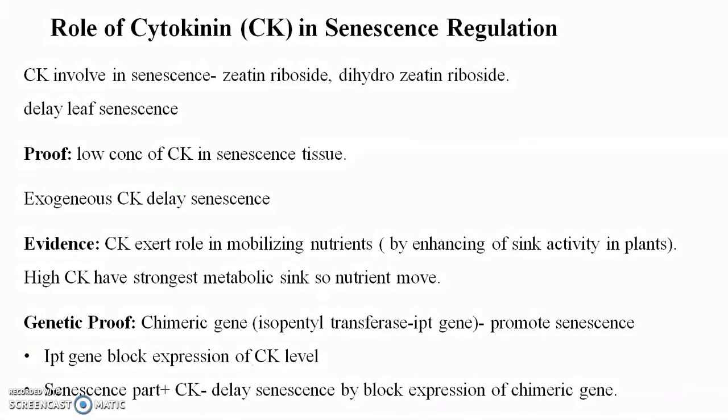Role of cytokinin in senescence regulation. Cytokinin involved in senescence, zeatin ribosides, dihydroxyzeatin ribosides. They delay the leaf senescence. Proof: low concentration of cytokinin in senescence tissue. Exogenous cytokinin delay the senescence. Evidence क्या है? Cytokinin exert role in mobilizing nutrition. High cytokinin have strongest metabolic sink, so nutrition move.